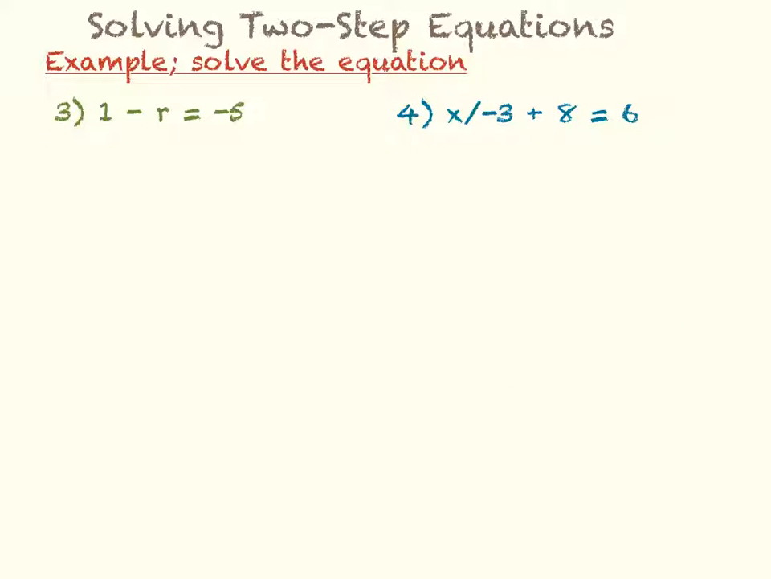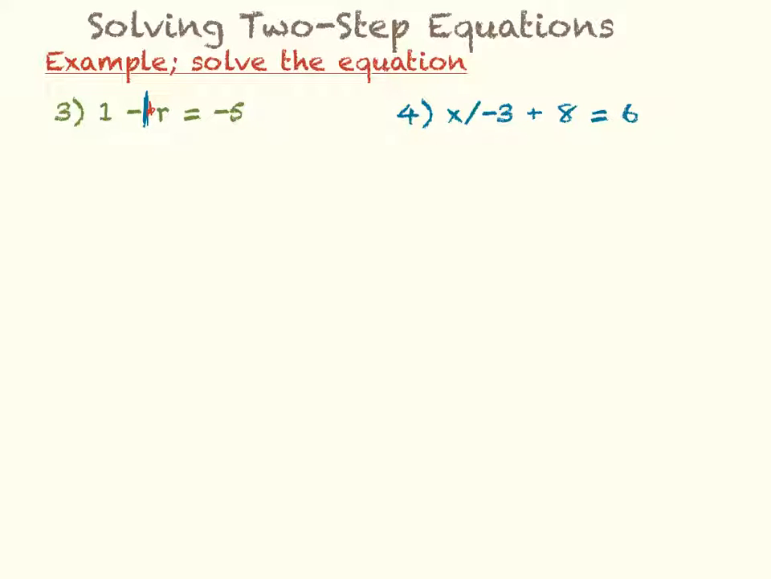So this next equation, we have 1 minus r equals negative 5. So the first thing I want you to do is whenever you see a minus a variable or anything like that, just put a negative 1 there, because that might help you to remember that it's a negative 1. So now I have 1 minus 1 times r equals negative 5.